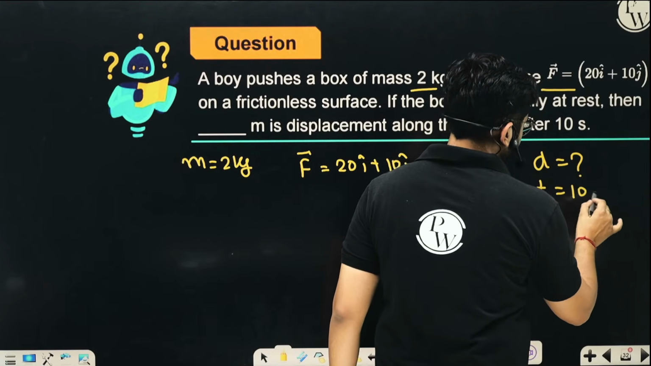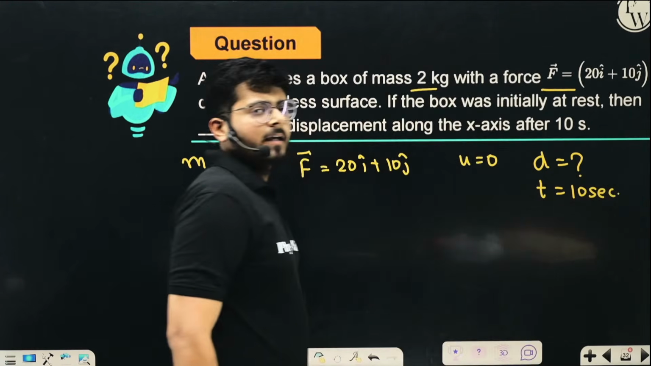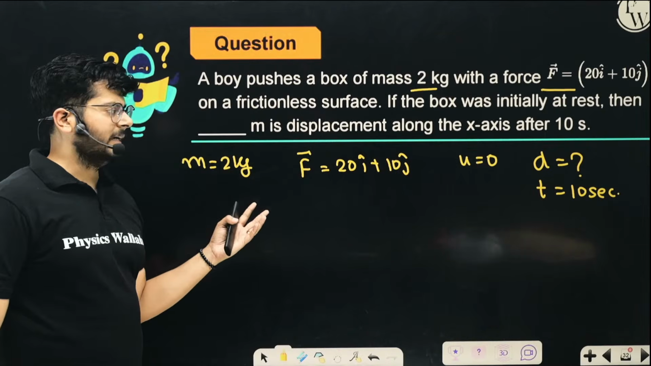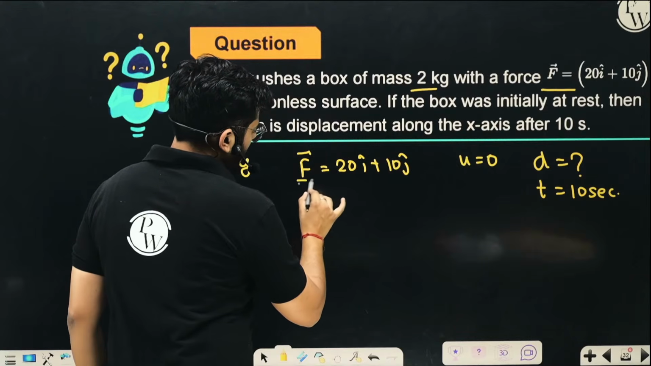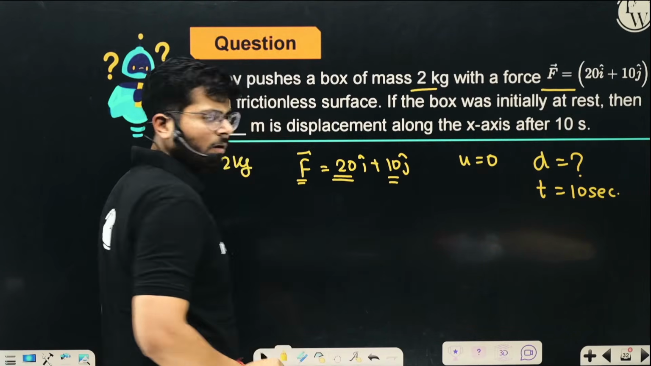Clearly here we want to know what the acceleration will be first so that we can apply it. Now think about it. It's a force 20i plus 10j, so it's a constant force.